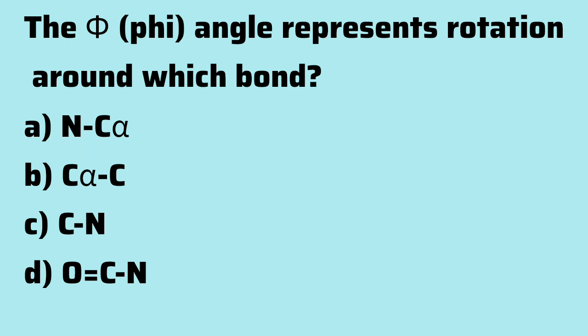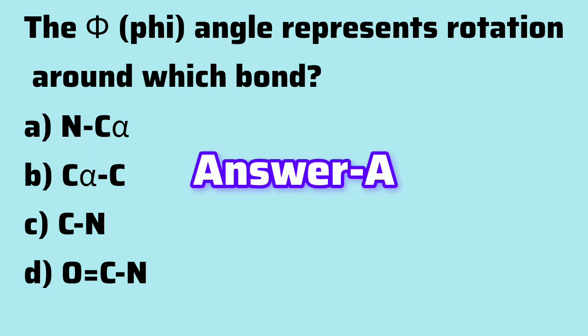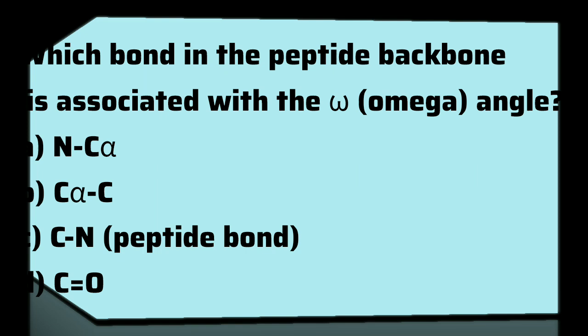The phi angle represents rotation around which bond? Just as we discussed, the psi angle is present between the C alpha and C. So C, C, psi. If we remember one thing, we can remember the other thing. So the other is between the N and C alpha. So phi angle is present between the N and C alpha, and the correct answer is A.